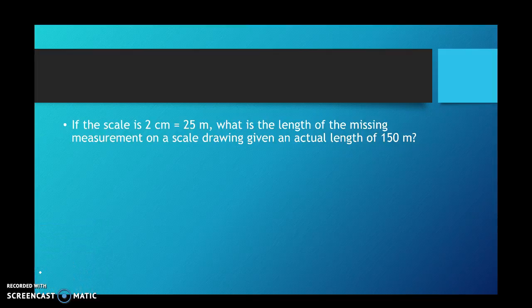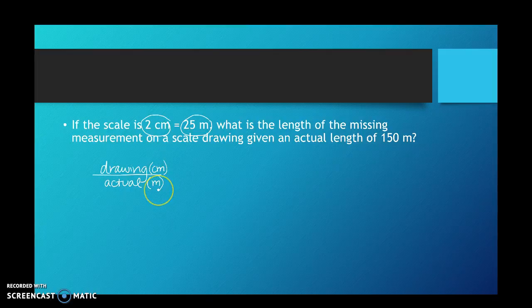And get a different color. So it says, if the scale is 2 centimeters equals 25 meters, what is the length of the missing measurement on a scale drawing given an actual length of 150 meters? So we're always going to write drawing over actual. And to help us out, let's look at our dimensions. We're looking at 2 centimeters and 25 meters. So I'm going to put centimeters on top because they're going to stay on top, meters on bottom.